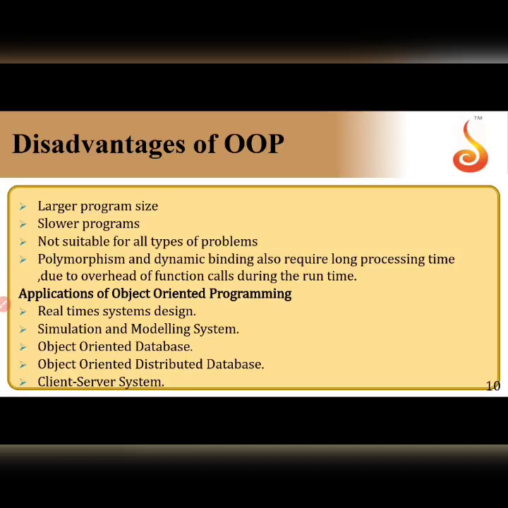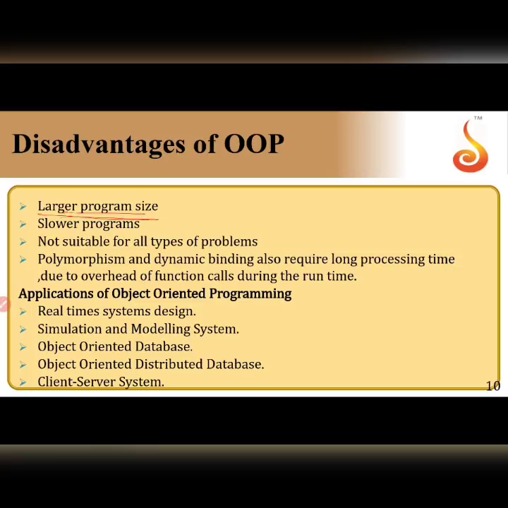The next is, what are the disadvantages of object-oriented programming? The first one is larger program size. Object-oriented programs involve more lines of code than procedural programs, because procedural programs are just a set of procedures that you call. But here you have a lot of encapsulated properties which you need to implement, so the lines of code will be more. But then again it is more efficient also. That is why large program size is one of the disadvantages.